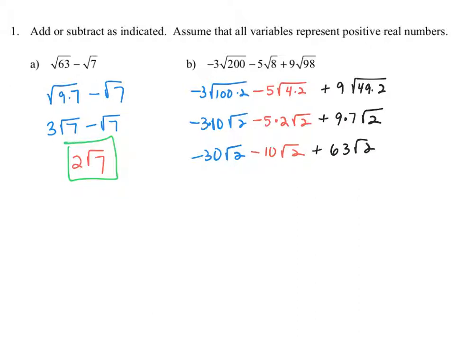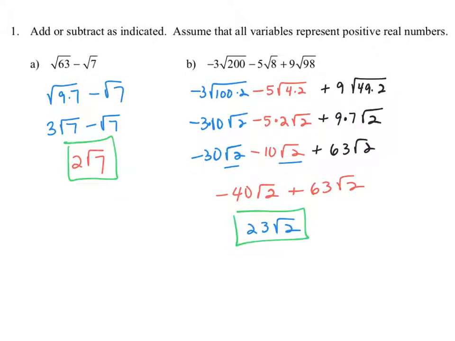Now we can combine like terms here. We have negative 30 square root of 2 minus 10 square root of 2. Those are like terms, so we could write this as negative 40 square root of 2 plus 63 square root of 2. These are like terms, so we can combine those to get negative 40 plus 63, or 23 square root of 2 as our final answer.